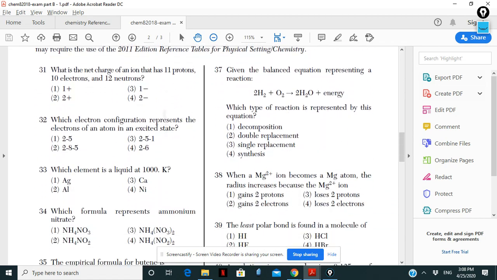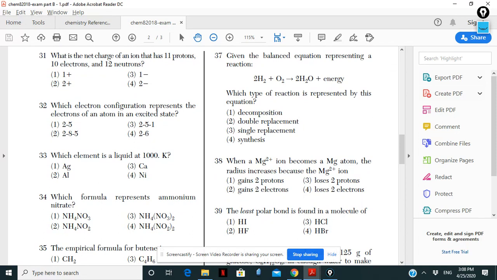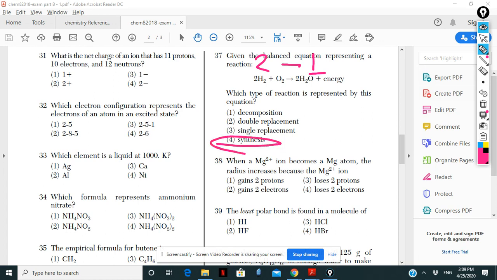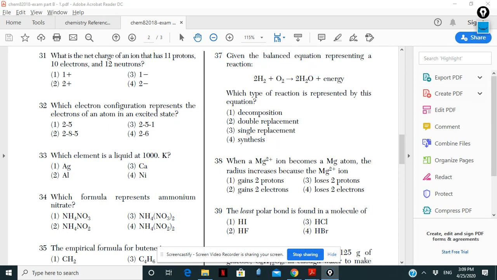Question number 37. Given a balanced equation, what type of reaction is represented by this one? Look here: I start with 2 materials and end with 1 material. So that's a synthesis or combination. Decomposition means I start with 1 and get 2. Double replacement means I start with 2 materials and end with 2 materials. Single replacement, I also start with 2 materials and end with 2 materials. So that's the synthesis one, because 2 becomes 1.